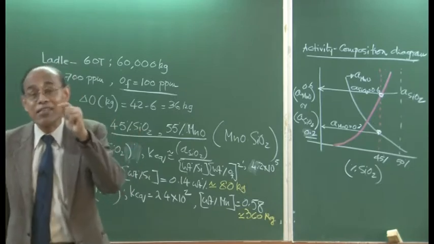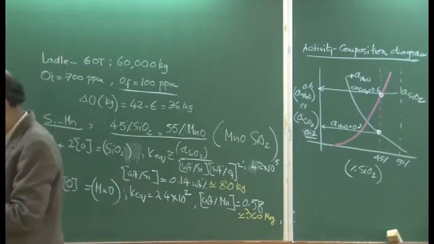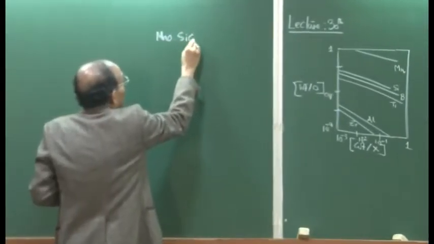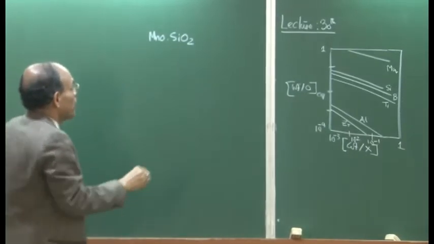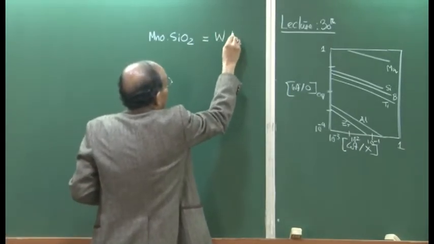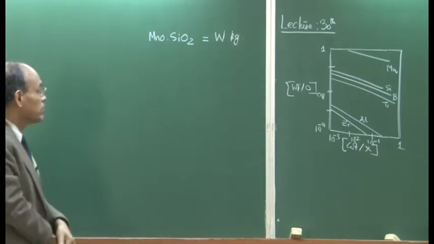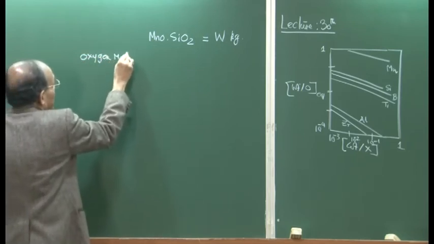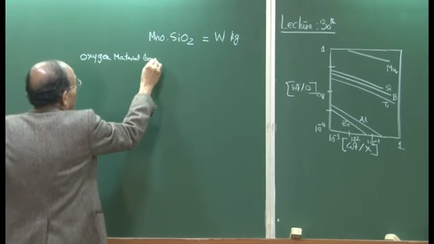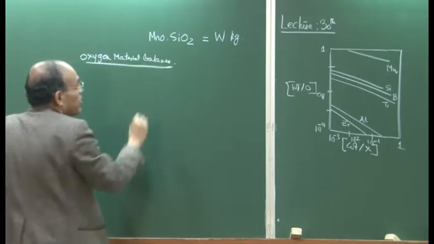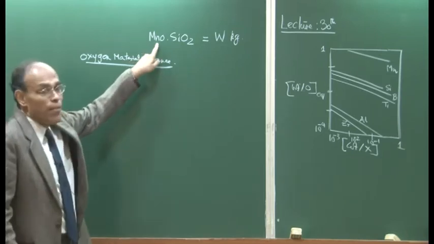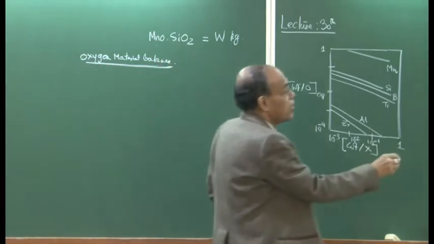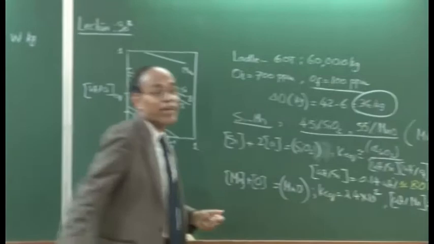Now, we can see that some manganese has also gone into the deoxidation product, and that deoxidation product is MnO SiO2. To start with I do not know the weight of the deoxidation product that forms. So, let the product be W kg. I can now perform an oxygen material balance, and that material balance says that oxygen tied up with Mn plus oxygen tied up with silicon must be equal to the total amount of oxygen which we are eliminating from the system.